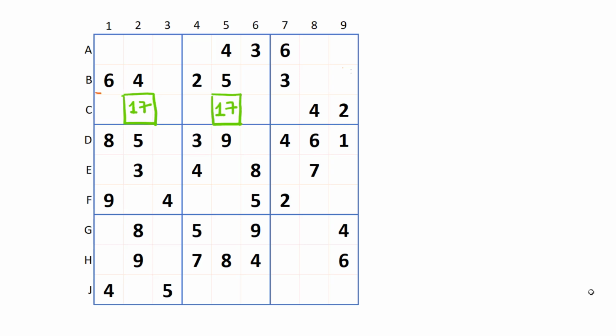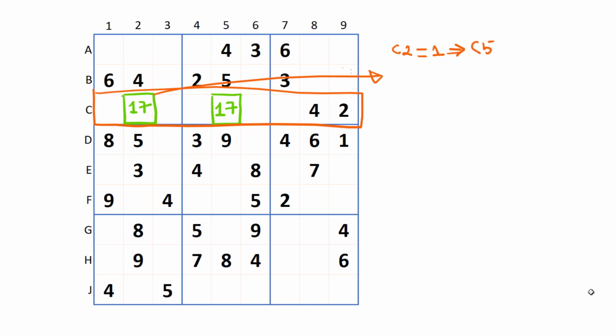Thus, cell C5 can only be the number 1 or the number 7. In row C, cells C2 and C5 can only be the number 1 or the number 7. They are called obvious pairs of numbers in a row. The number 1 and the number 7 can only be in one of the two cells C2 and C5 and cannot be in any other cell. If C2 is the number 1, then C5 is the number 7. Conversely, if C2 is the number 7, then C5 is the number 1.